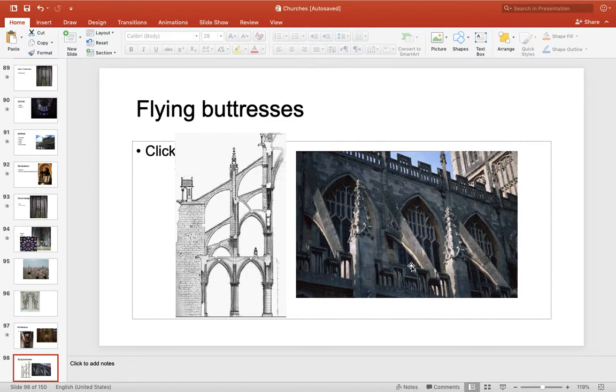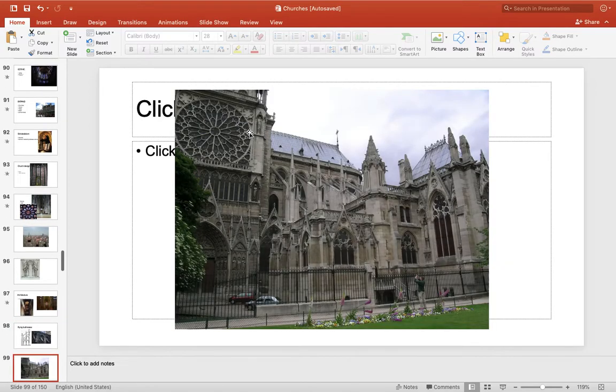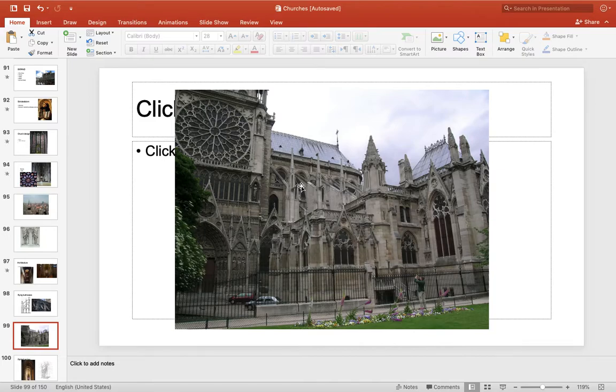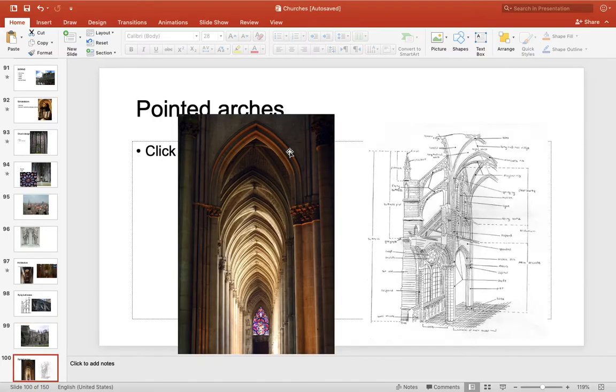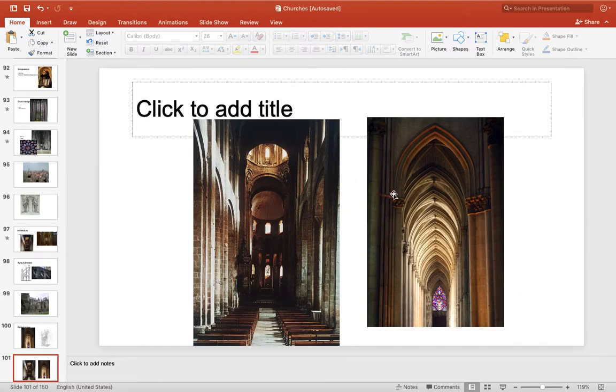So the wall is not a load-bearing wall. You can put windows into the wall. So the flying buttresses really change the architecture, and that's them on the outside. And then they have pointed arches, which are pointed and go taller. They might have a ribbed vault, which is a rib here that supports it.